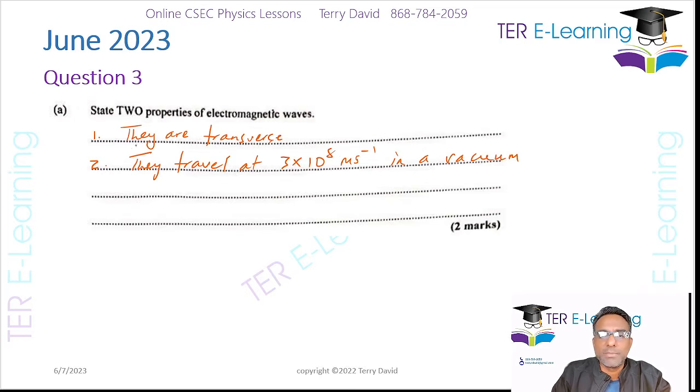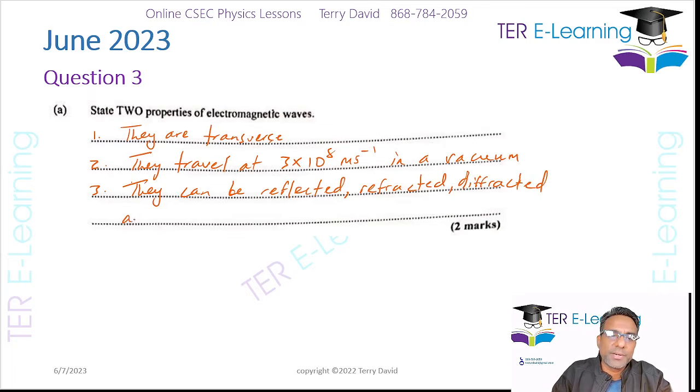Now they said two properties, so I have two here. But you can also say things like they can be reflected, refracted, diffracted, and show interference.